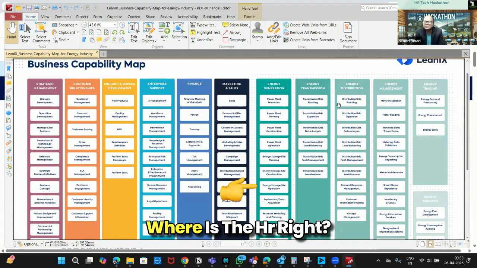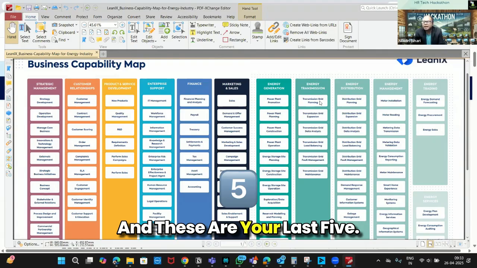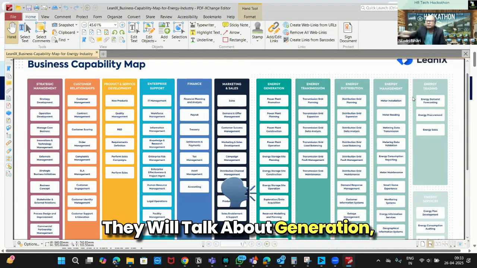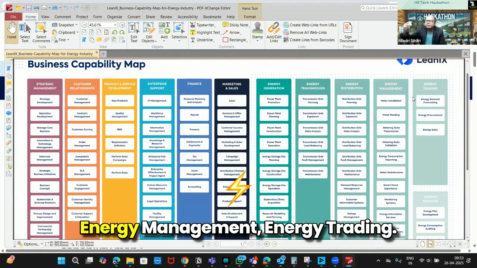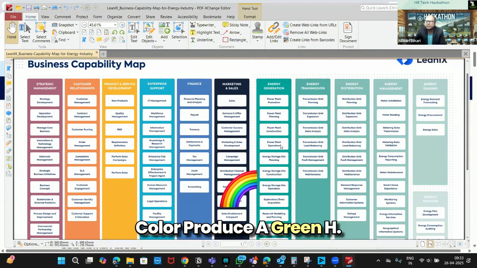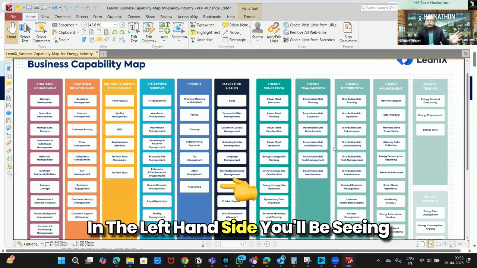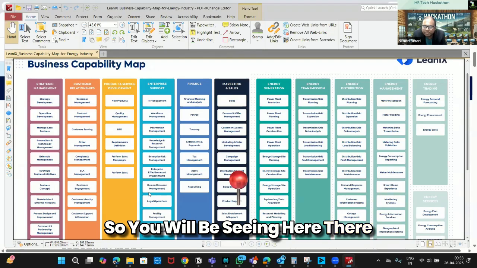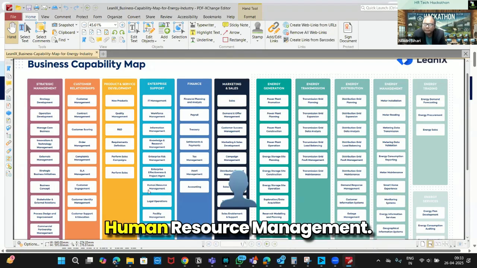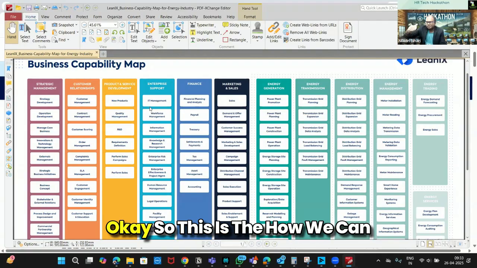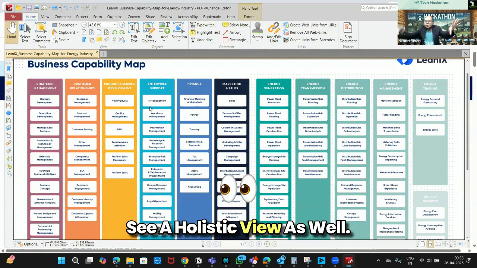You might be wondering where HR is. The last five are their core industry capabilities, because it's the utility industry: generation, transmission, distribution, energy management, energy trading. For that reason their color code is green. On the left-hand side you will see where HR falls: there is human resource management, and it comes under enterprise support. So this is how you can see a holistic view as well.